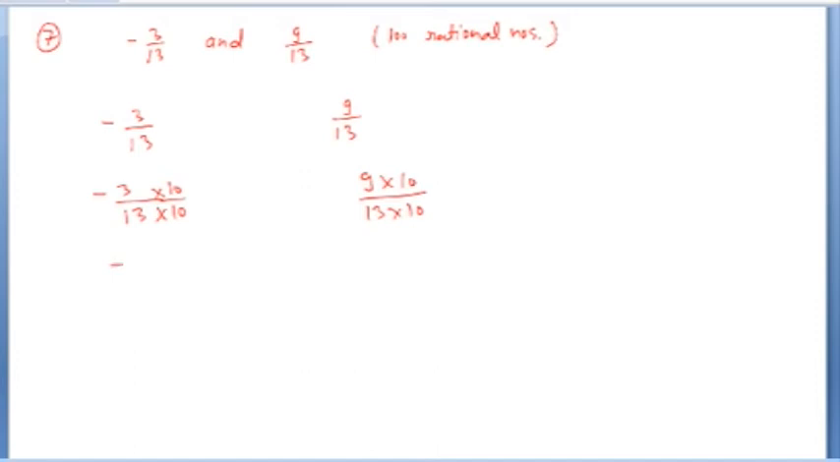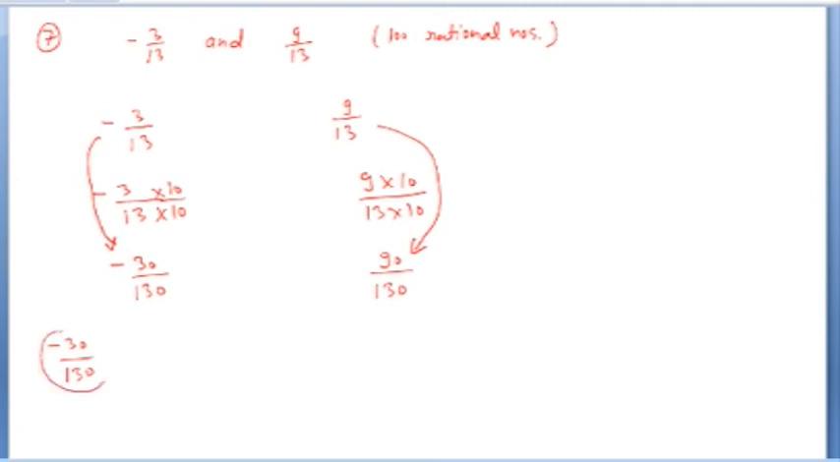So this number will become minus 30 upon 130, and this number will become 90 upon 130. Now we can see that the difference between minus 30 and 90 is more than 100. So we can easily write more than 100 rational numbers. This is our equivalent number. Okay, so these are equivalent. There is no difference between these two numbers.